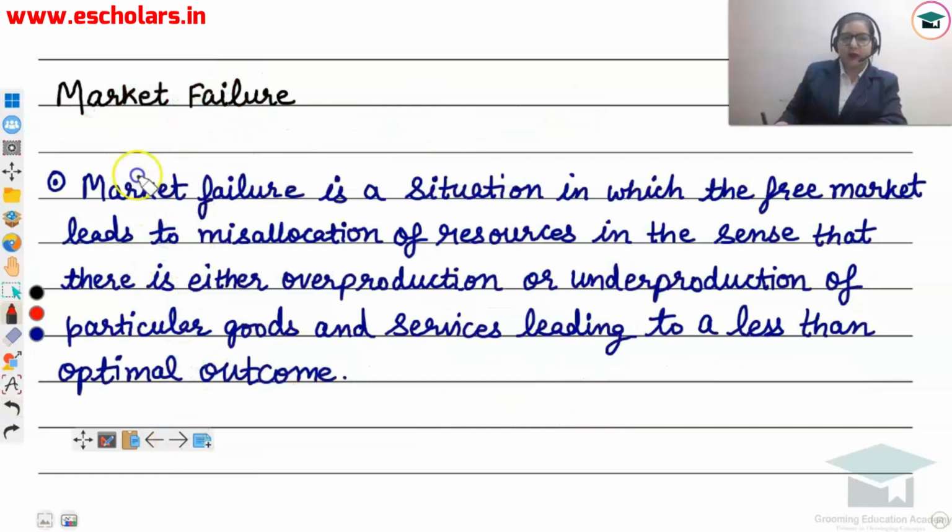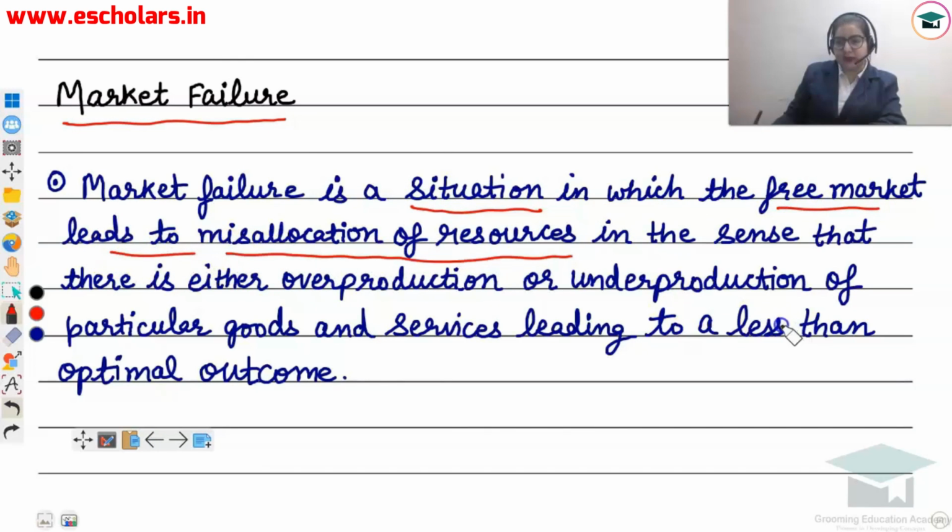Okay. Now, let's understand the meaning of market failure in detail. See students, market failure is a situation in which the free market leads to misallocation of resources.